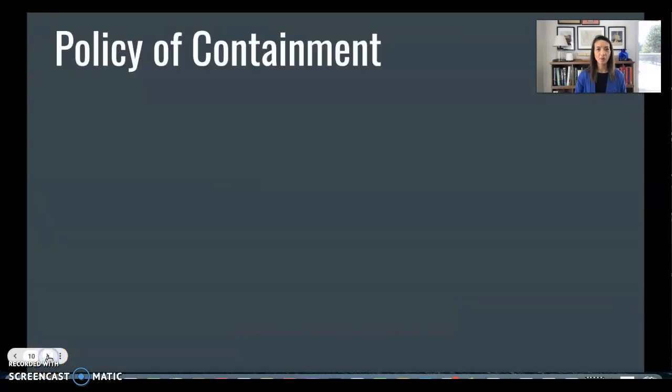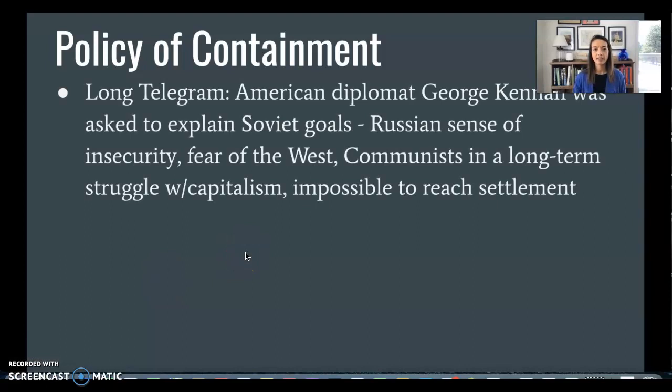And here we go with the next slide, which is titled Policy of Containment. All right, so I'm going to go backwards just a little bit before we talk about the policy of containment. There was something that was labeled the long telegram. There was a diplomat from the United States named George Kennan, and he was asked to explain Soviet goals. You could say that he was an expert on Russian diplomacy, okay? He said that Russia had a sense of insecurity, a fear of the West, and that the communists were in a long-term struggle with capitalism.